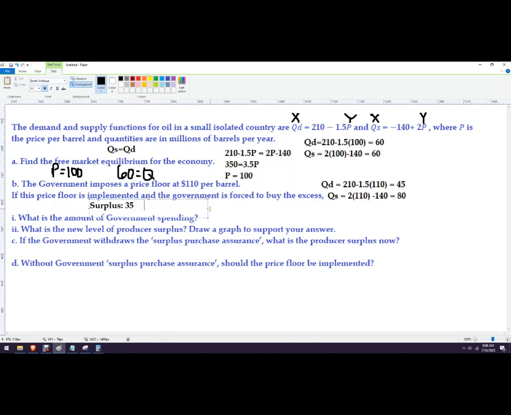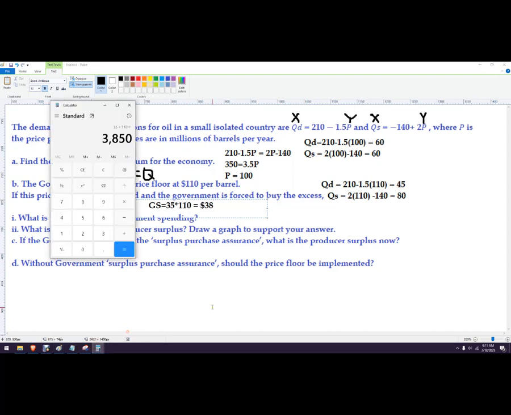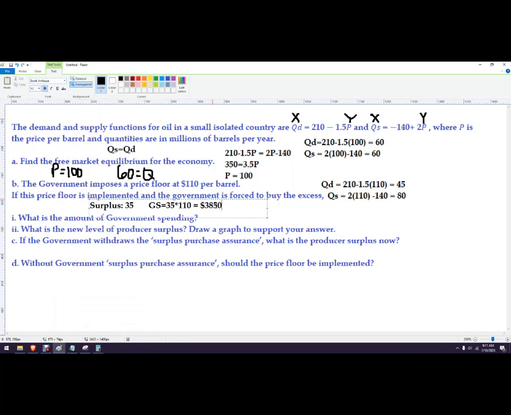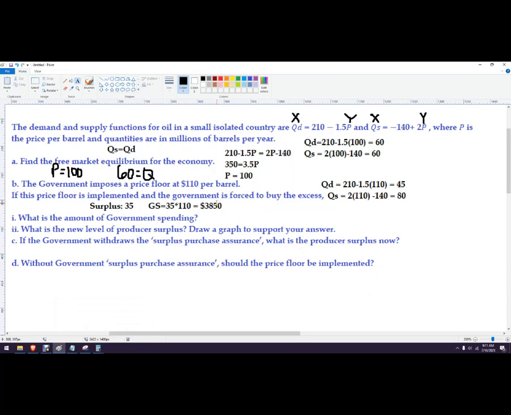Now the government guarantees that they're going to buy it at the price that they said. So the way to find the government spending is to take the number of units, which is 35, and multiply that by the price. Let me make sure. Yeah, so 35 times 110, 3,850. Okay, so that's how much it's going to cost the government to do this.